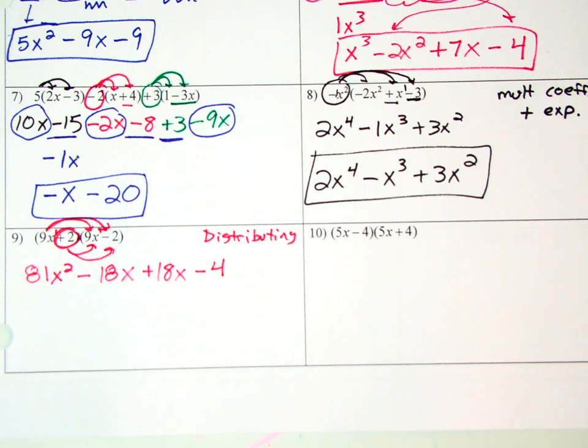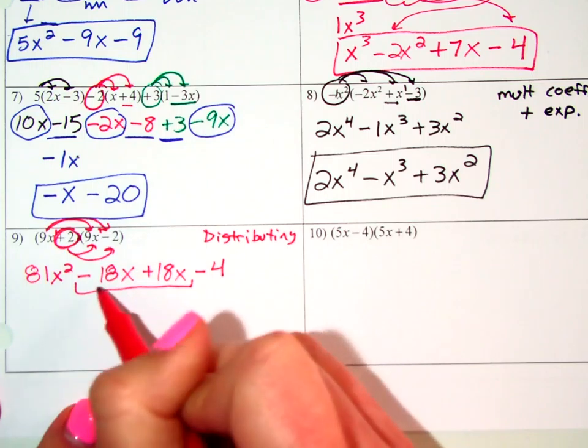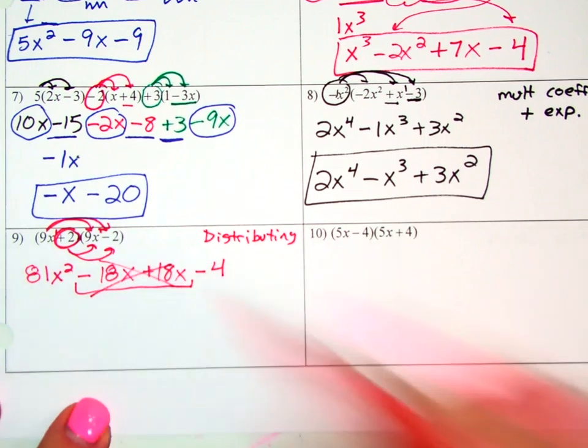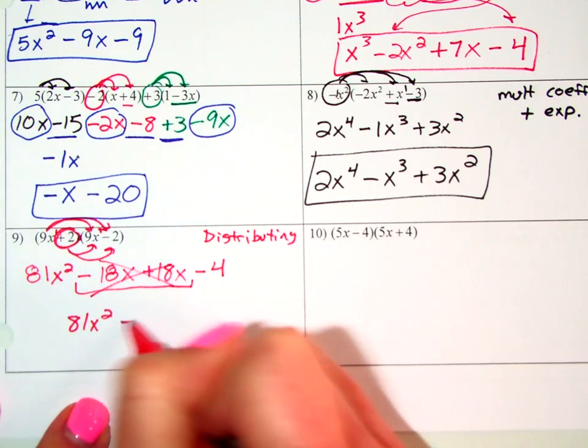Now that I've distributed everything, we need to combine our like terms. So negative 18x plus 18x are my like terms. Negative 18 plus 18 is 0, so they cancel out, leaving us with 81x squared minus 4.